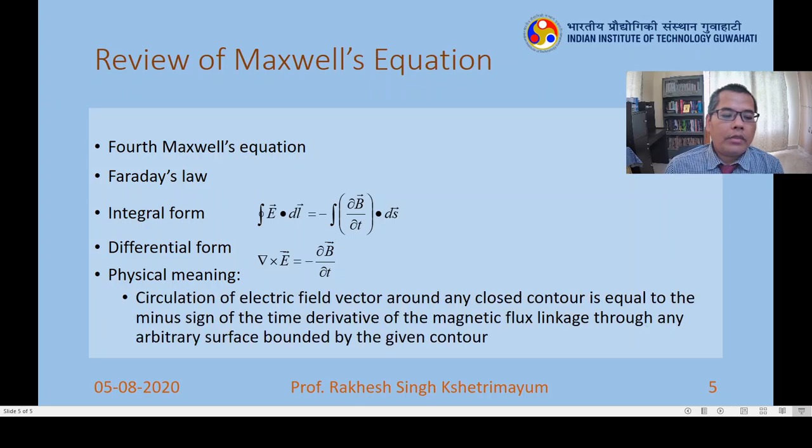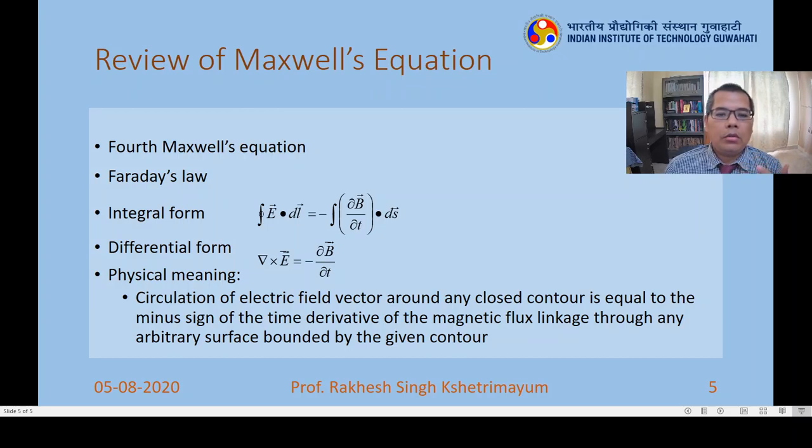Finally, let's look at the physical meaning of this fourth Maxwell equation, which is also called Faraday's law. It says that circulation of electric field vector around any closed contour is equal to minus, don't forget the sign, it comes from Lenz's law, the time derivative of the magnetic flux linkage through any arbitrary surface bounded by this given contour. So you can have any arbitrary surface, you can have an infinite number of them. I have already told you in the previous case also. Here also, whenever you have a closed contour, you can form an infinite number of arbitrary surfaces. So that's the end of the fourth Maxwell equation.